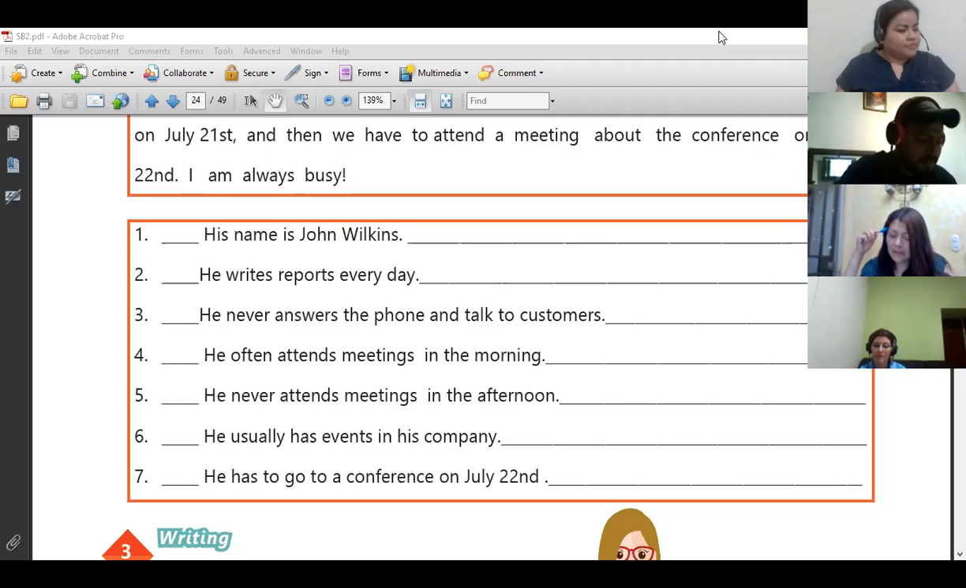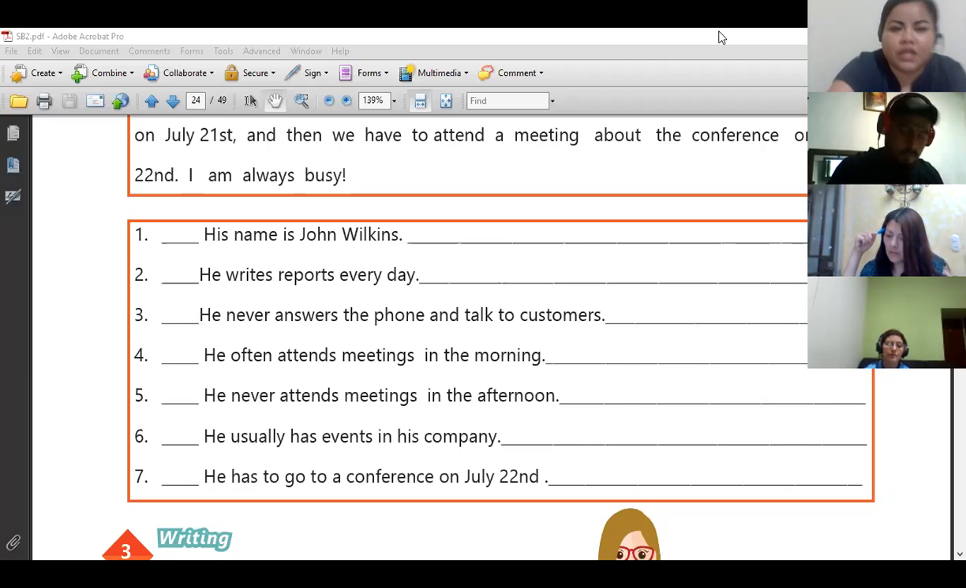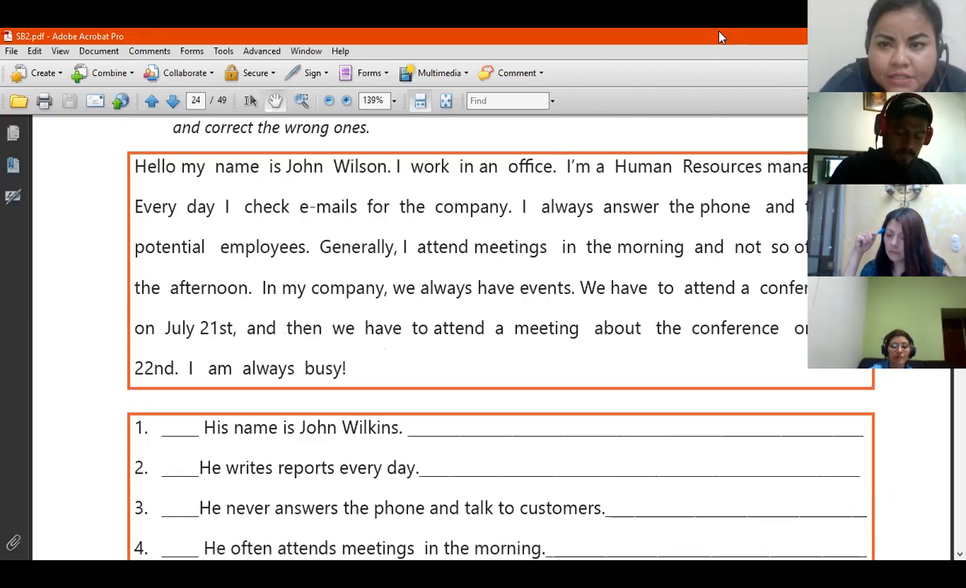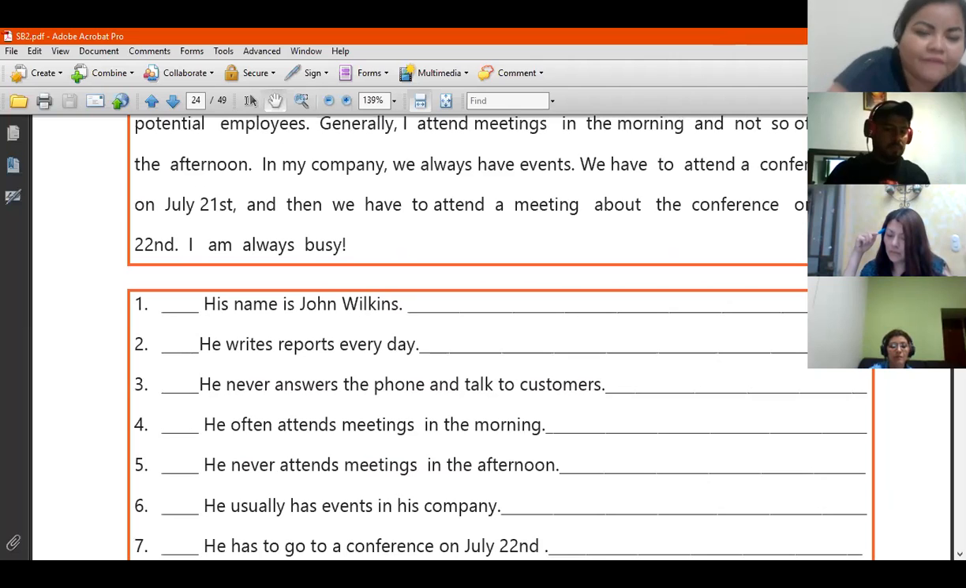The statement said he has to go to a conference on July 22nd. It's false. Exactly. The correct answer is he has to go to a conference on July 21st. He has to go to a conference on July 21st. Very good.